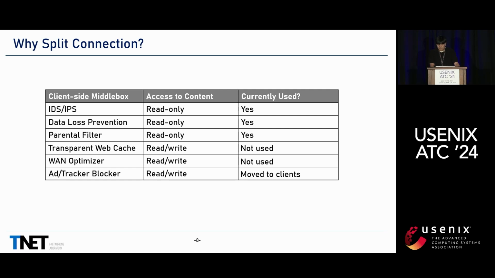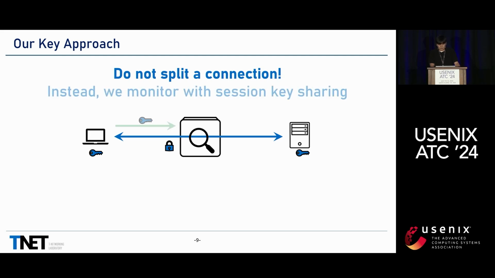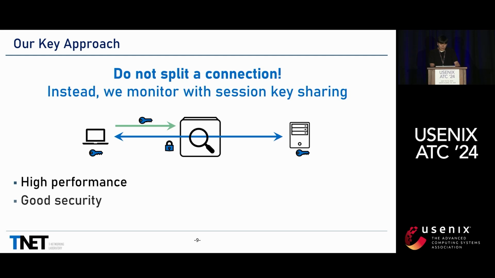Thus, in a typical enterprise environment where only read-only middleboxes are deployed, we do not need to allow trustworthy content modification on the middleboxes. And it means that we can make a TLS middlebox which does not split the connection. Instead, we make the clients explicitly share the session keys to the middlebox. And by doing so, we can significantly improve the performance of the middlebox. And we can achieve good security since non-split connections naturally ensure the end-to-end authentication. Also, because the single connection middlebox is seamless, it is much easier to deploy it in the real world.